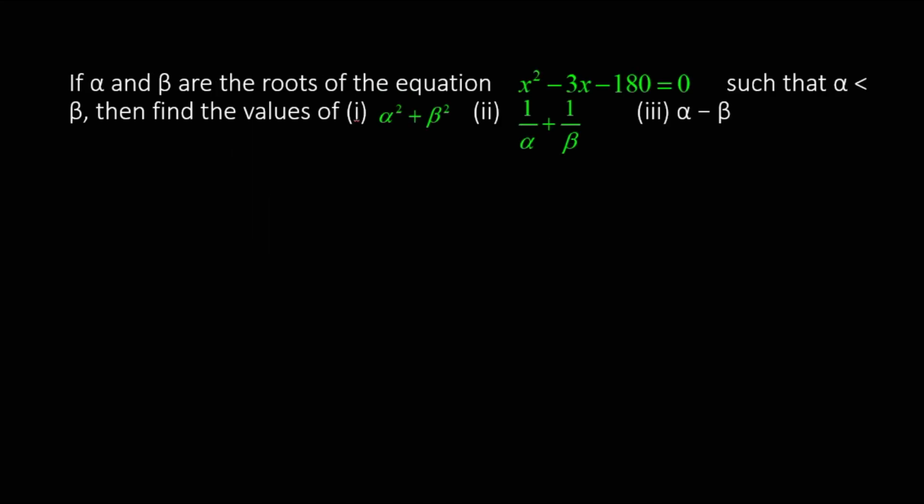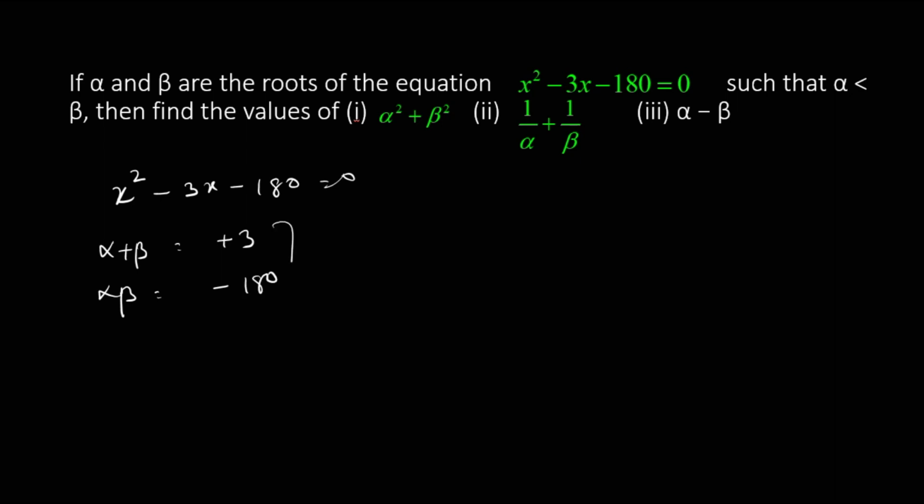Here alpha and beta are the roots of the equation x square minus 3x minus 180 equal to 0, such that alpha is less than beta. Then you have to find the value of first, alpha square plus beta square, second, 1 over alpha plus 1 over beta, and third, alpha minus beta. So x square minus 3x minus 180 equal to 0. The sum of roots alpha plus beta is minus b over a, so minus b is minus of minus 3, that is plus 3, and a is equal to 1. Alpha into beta is c over a, which is minus 180 over 1.